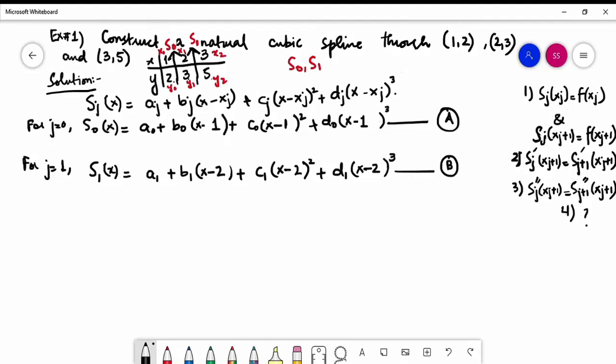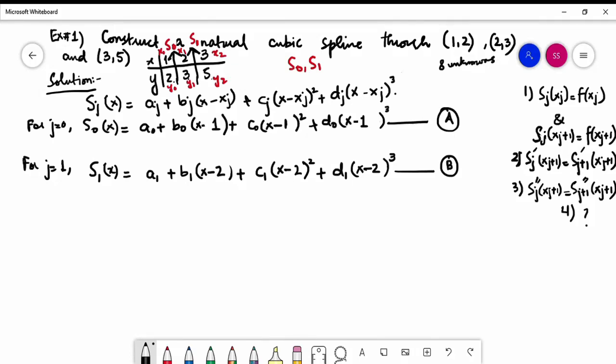Okay, now we apply the first condition. The first condition is between the 2 consecutive points of x and their splines. And how many equations are required? Because there are 8 unknowns, that is A0, B0, C0 and D0, and A1, B1, C1 and D1. So there are basically 8 unknowns, which means you have to construct an 8 cross 8 matrix or 8 equations.